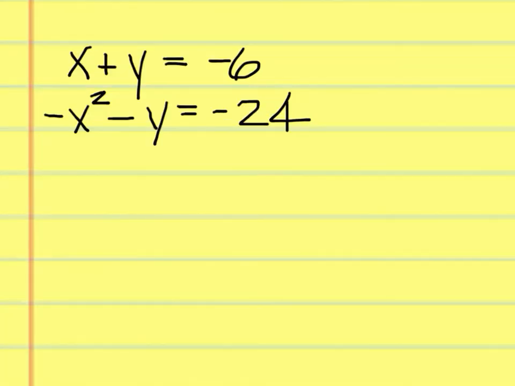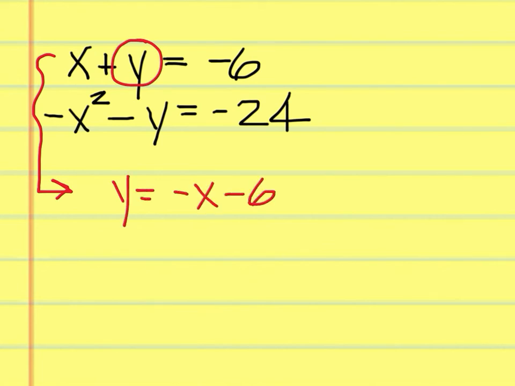To solve this system of nonlinear equations, you're going to have to determine which one you're going to solve for in terms of variables. Notice that this and this both have 1's attached to them, which makes it easy. Down here you have a negative 1 and a negative 1. That could still be easy, but I think we should stay up here and try to get y by itself. So that would be y equals a negative x minus 6.